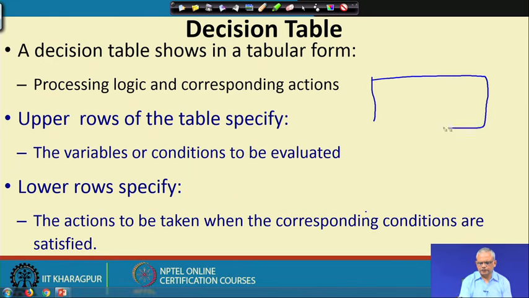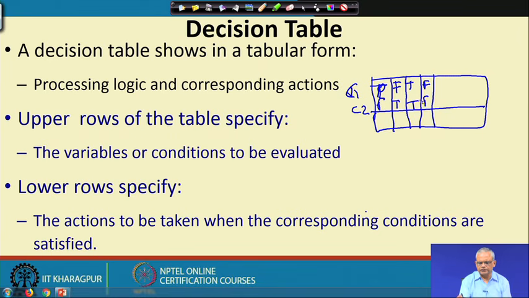So, for example, if C 1 and C 2 are two conditions, then we have to check for C 1 is true and C 2 is false. Similarly, C 1 is false, C 2 is true. C 1 is true, C 2 is true, and C 1 is false, C 2 is false. All possible combinations of the conditions should be written, and this forms the rule. And what is the action to be taken if this is true and this is false? Those are specified here, and each of these becomes a rule.